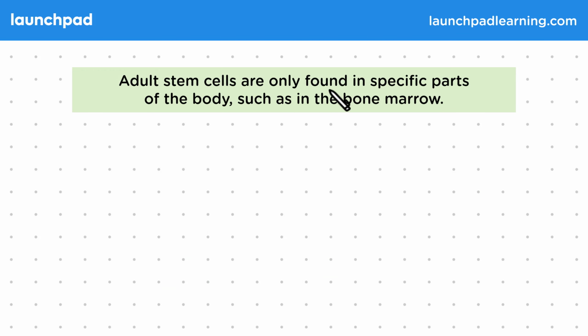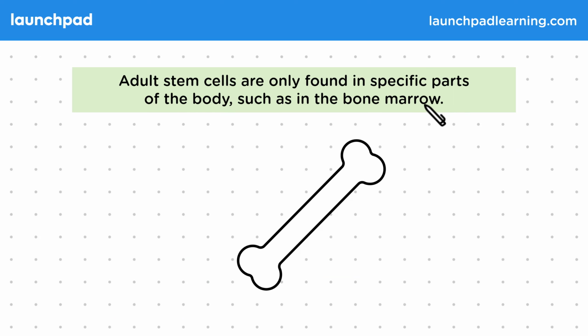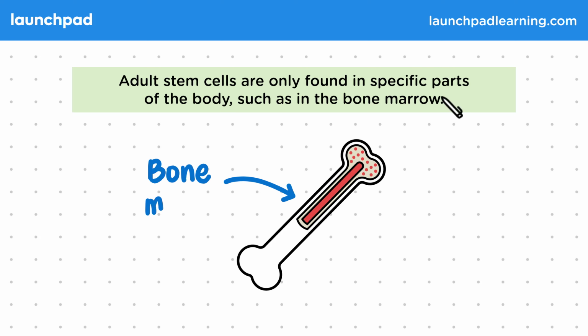Adult stem cells are only found in specific parts of the body, such as in the bone marrow. Despite the name, adult stem cells can also be found in children as well as in adults. An example of a source of stem cells is the bone marrow. This is what's found inside the hard exterior of your bones. Some other sources of adult stem cells are the brain, your heart, and also the liver.